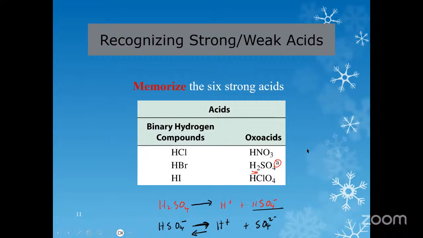Okay. What are the names of these? This is hydrochloric, hydrobromic, hydroiodic, nitric acid, sulfuric acid, and this one is called perchloric acid.